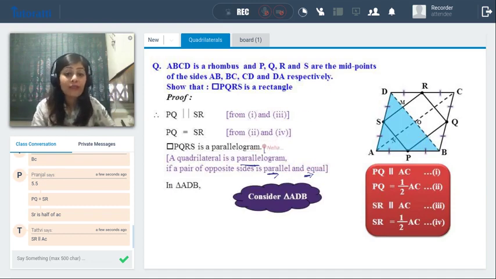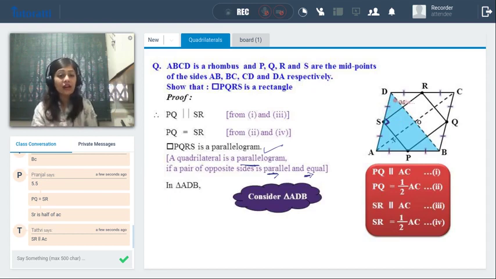Now, it doesn't stop there. We have achieved one level, right? We have proven that PQRS is a parallelogram. Now, somehow, I need to prove that angle S is 90 degrees. So now, students, we are going to focus on angle S.